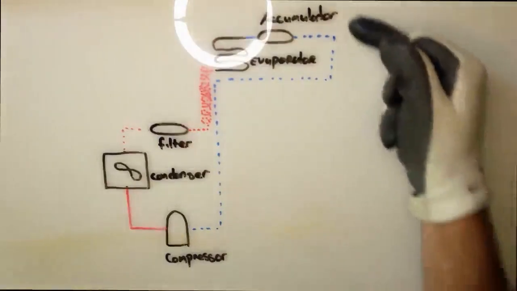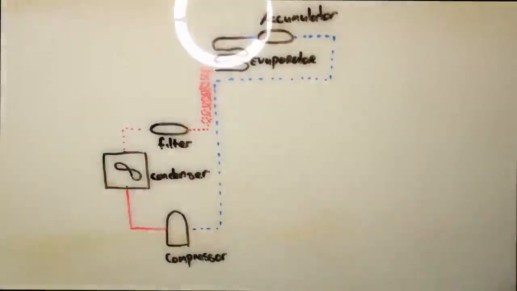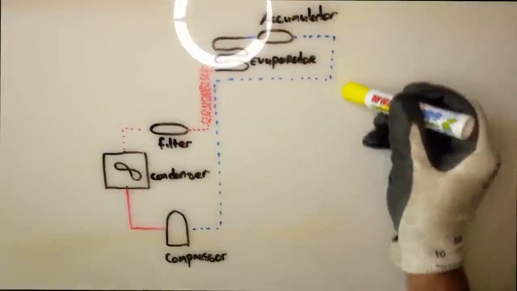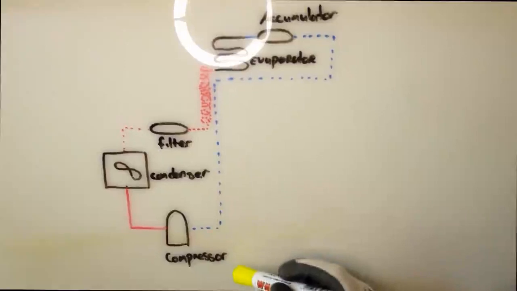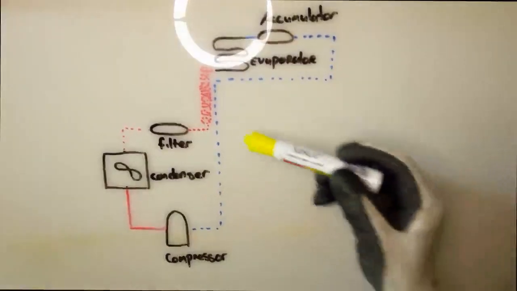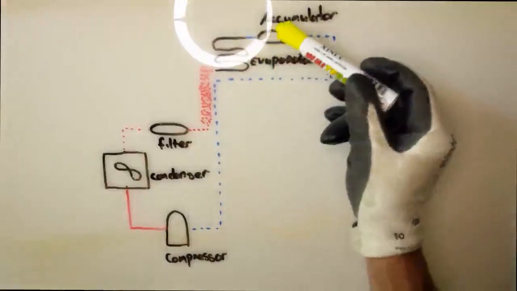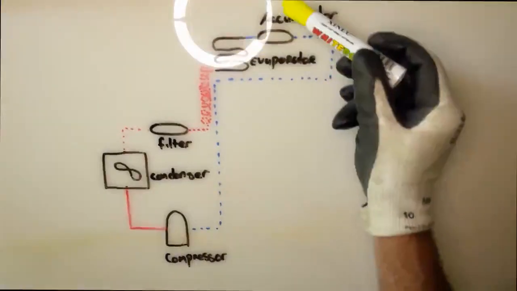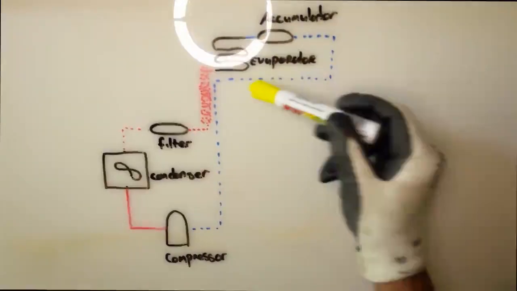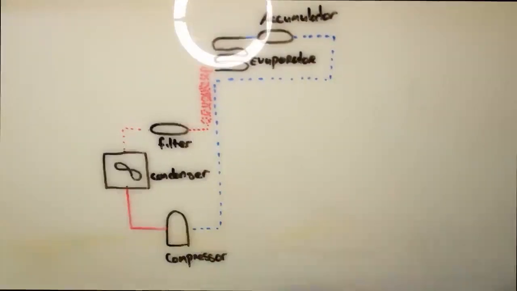The reason why we have the accumulator and the heat exchange is so that we only have gas returning back into the compressor, because at these stages here it's still a liquid, and by the time it comes out of the evaporator we might still have some liquid, which we want to minimize because the liquid will damage the pistons and the valves inside the compressor.